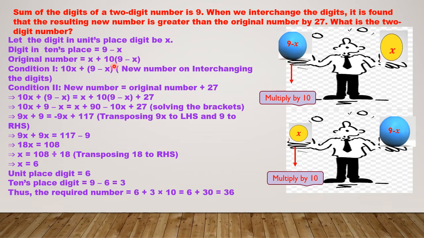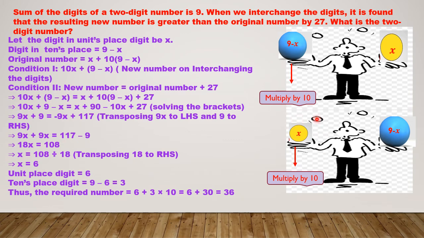So this is our original number. Now we are interchanging the places. You can see I have changed the place of the balls. See, the juggler is now having the yellow ball on the left side and the blue ball on the right side. But don't forget that in tens place we multiply by 10. So in the new number we will have 10x. This is the place value of x.